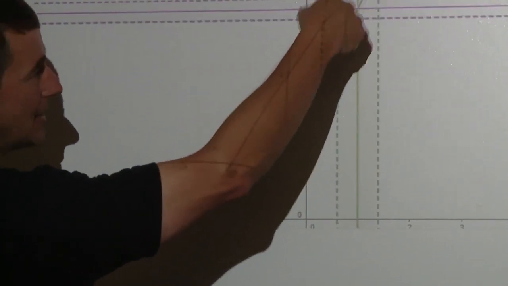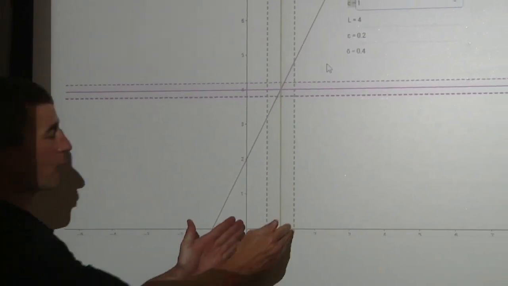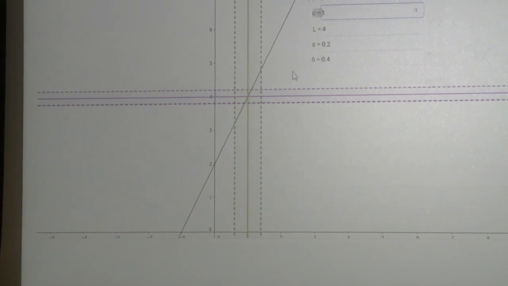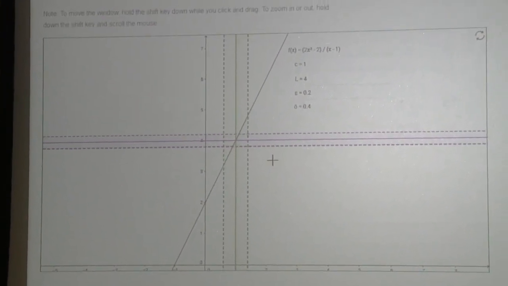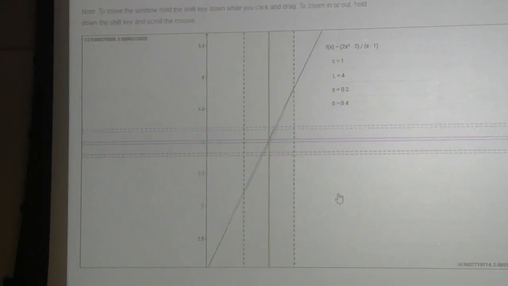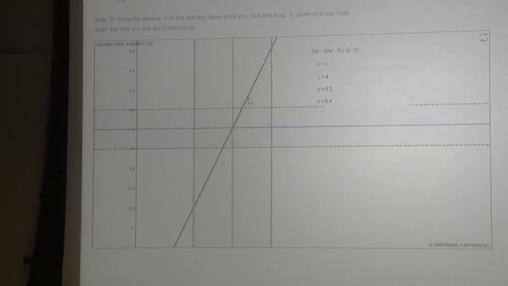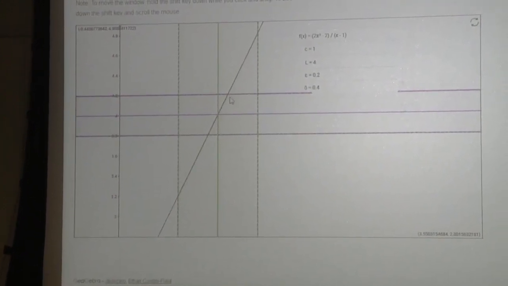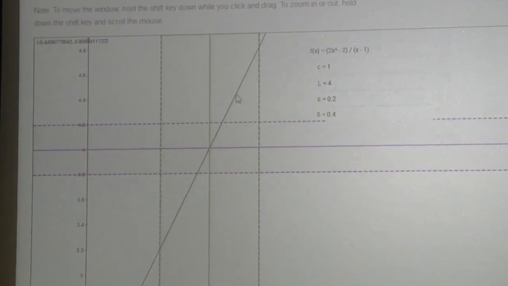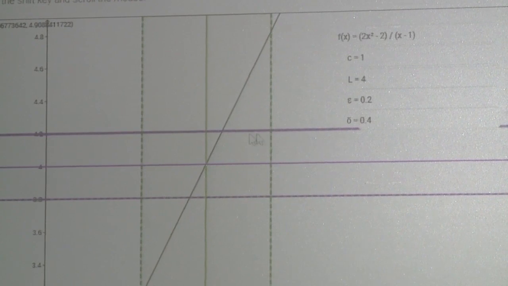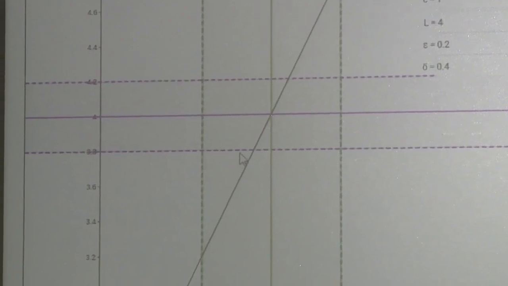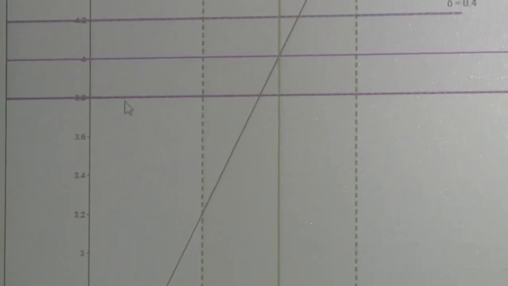Is that a delta that works? Does this function stay within that epsilon band for all of those x's? It does? No? Let's zoom in a little bit with our cool applet here. So can you see that by the time I get over to whatever this x value is, the y value is now exceeding that upper limit of the band, right? Yeah. And all of these x values down here as well cause y values to be underneath 3.8.